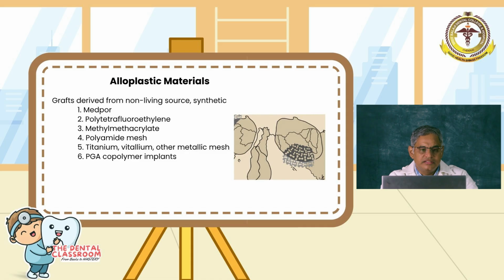Alloplastic materials: grafts derived from a non-living, synthetic source. Medpore, polytetrafluoroethylene, methyl methacrylate, polyamide mesh, titanium, vitallium and other metallic mesh, PGA or copolymer implants.